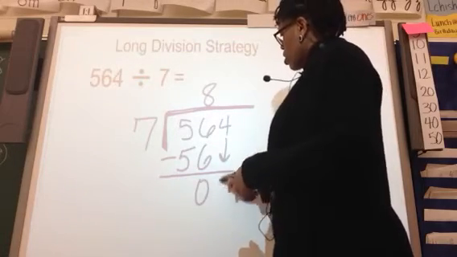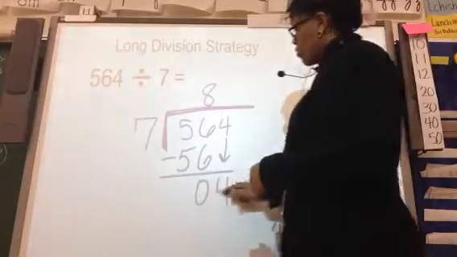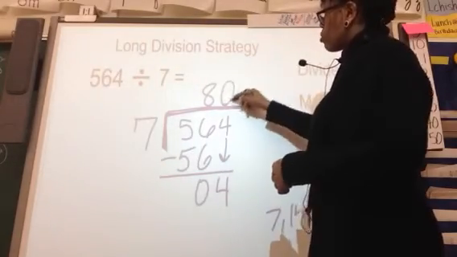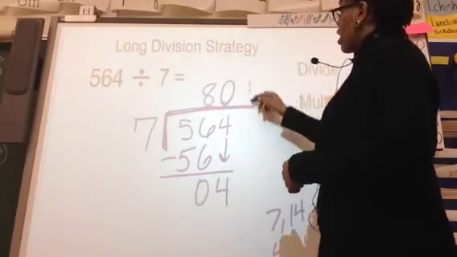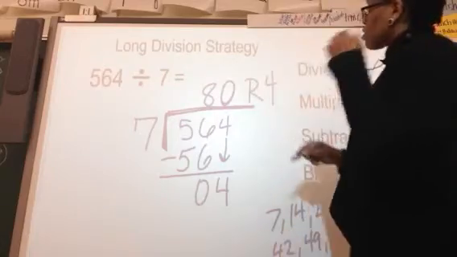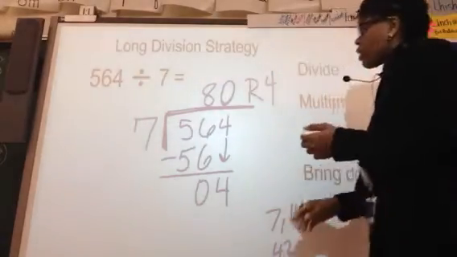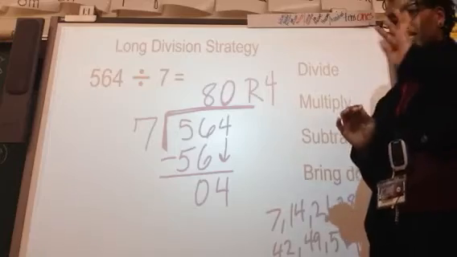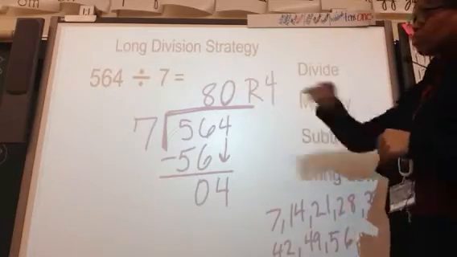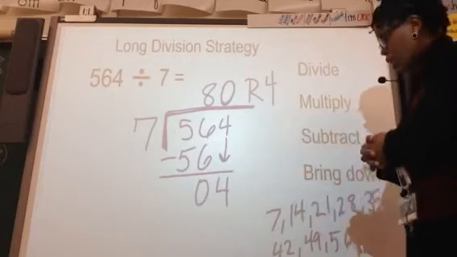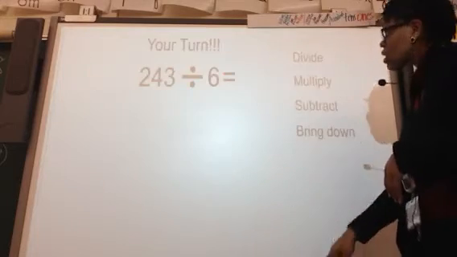You bring down your 4. How many 7s fit into 4? None. So you put your 0 placeholder here, and then you put remainder 4 along here. So then we go back, and we know that 80 books can go in each bookcase, and then you have 4 left over that you maybe can put on display or something like that. Let's go to our next problem.